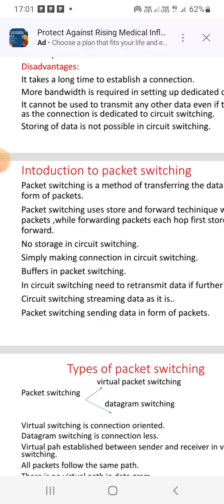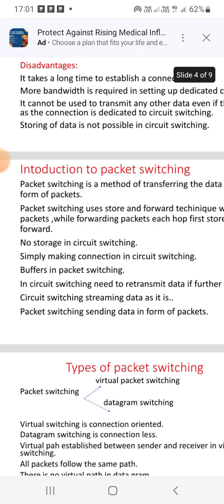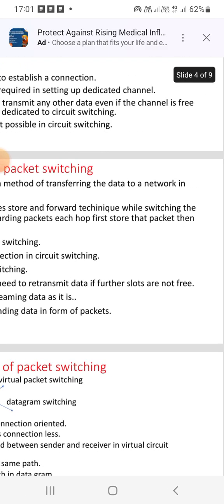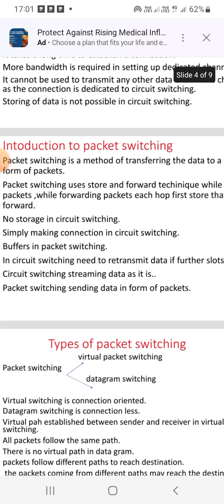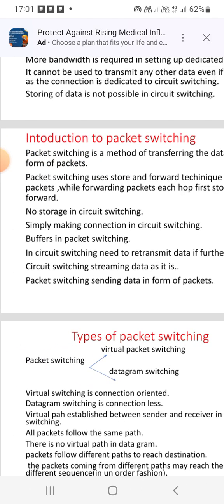In circuit switching, there is no storage; it simply makes a connection. Buffers are used in packet switching. In circuit switching, if further slots are not free, the data needs to be retransmitted. Circuit switching streams data as it is.